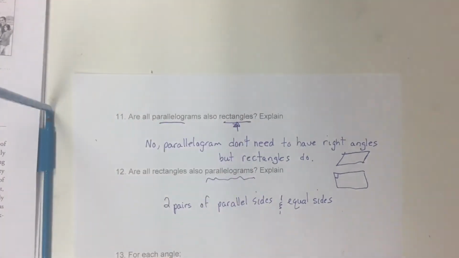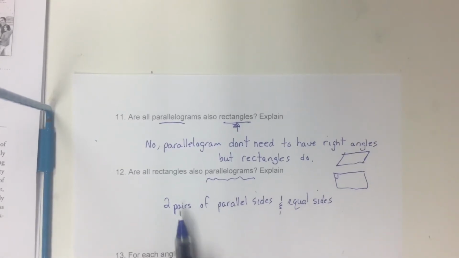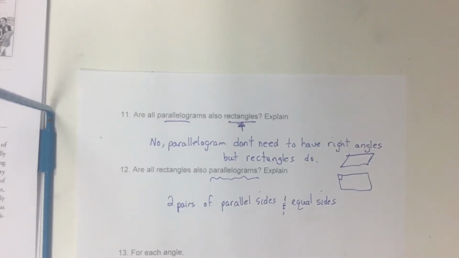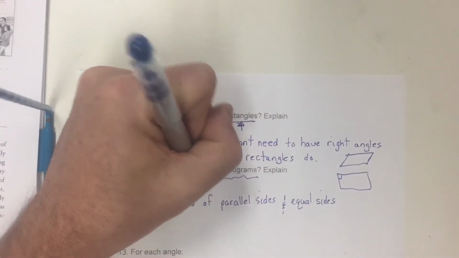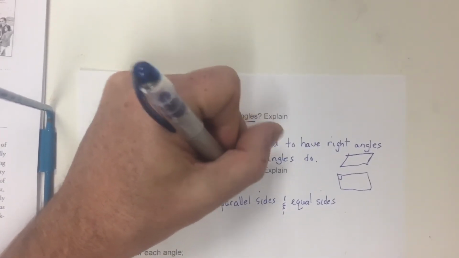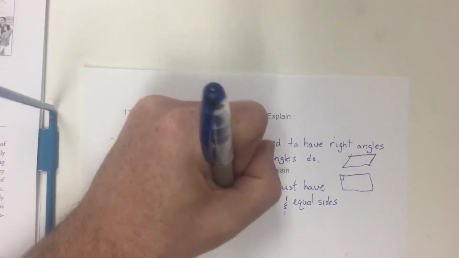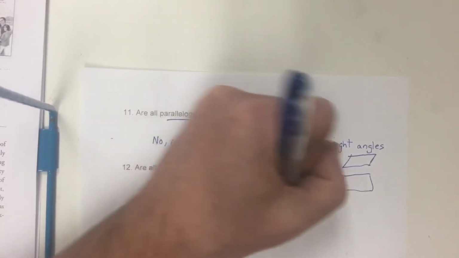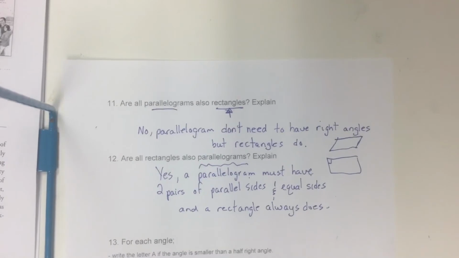Okay, so what's the answer then? If all rectangles have 2 pairs of parallel sides and equal sides, and a parallelogram must have 2 pairs of parallel sides and equal sides to be considered a parallelogram, then what's the answer? Yes. Okay. A parallelogram must have 2 pairs of parallel sides, and a rectangle always does. That's how you'd answer that.